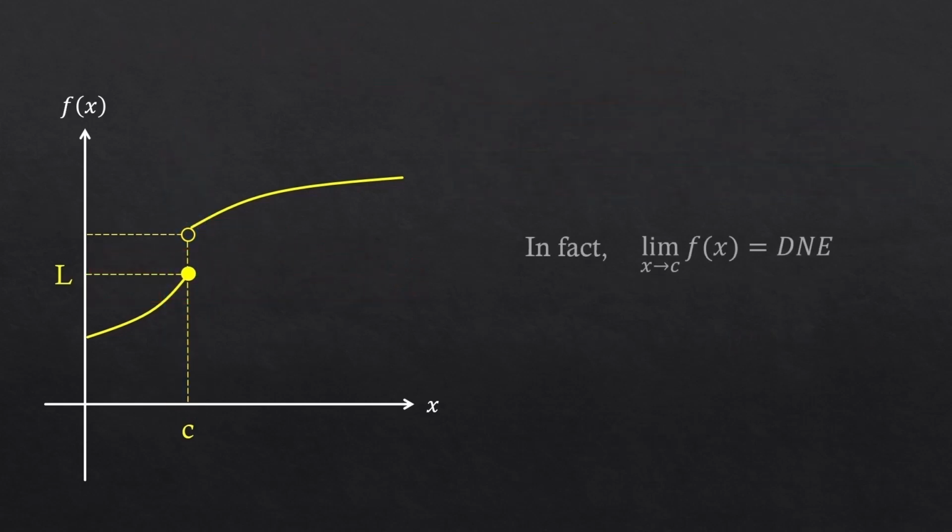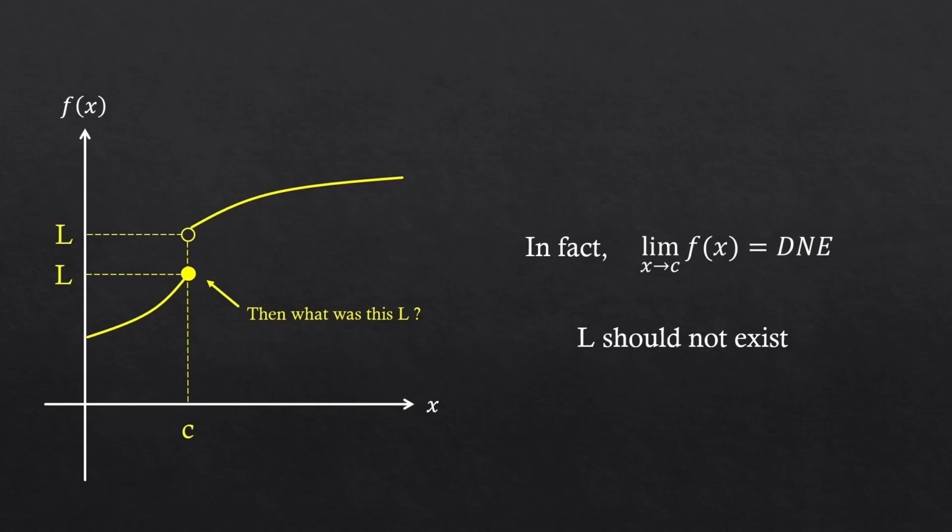And in fact, the overall limit of fx at c should be DNE, since the left-hand limit and right-hand limit are not the same. So, the limit L should not exist. Wait, but then what was that L until now? To tell you the truth, L could have been the upper point as well for the right-hand limit. So it didn't even make sense in the first place. But you know, even if we considered the upper dot, the same thing would have happened anyway.